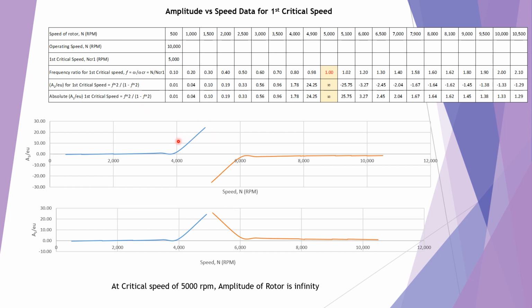So after putting this value in F, we can get this data with plus and minus. Below the critical speed, amplitude is positive. After critical speed, it is negative. But if you take the magnitude, we can see both sides are positive. The most important part is that at the critical speed, the magnitude is infinite. So at critical speed, at 5000 RPM, the amplitude of the rotor is infinite for the case of undamped vibration.